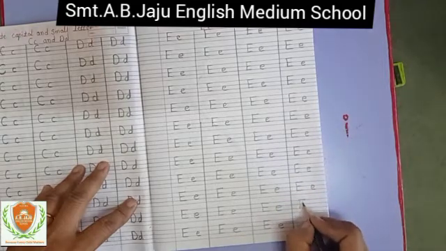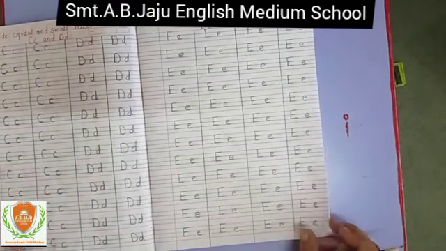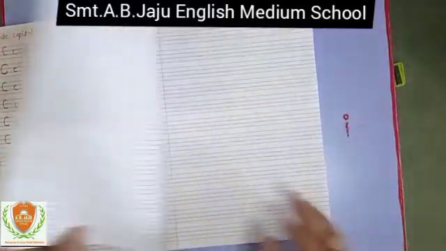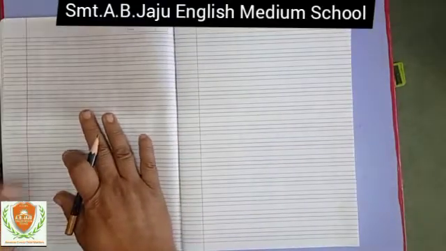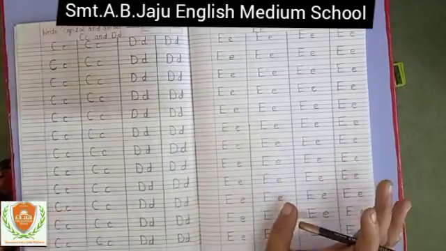Okay student, now you also sharpen your pencil, write down very properly. Writing should be neat and clean. Okay, you have to write down 2 pages, 1 page here and a second page here. Okay, you have to write down 2 pages of capital E and small e. Click the photo and send it on the group.